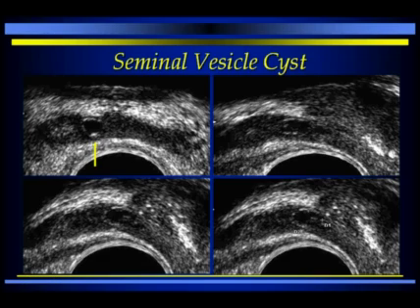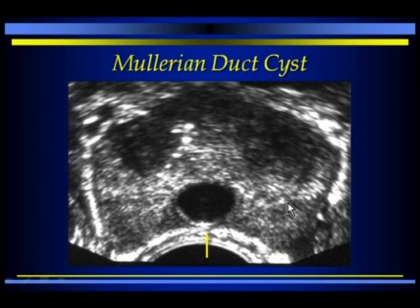The seminal vesicle happens to be a Mullerian structure, and so this will be associated with other types of Mullerian abnormalities. Talking about Mullerian structures, the Mullerian duct comes down into the middle of the prostate, at the base of the prostate, and cysts that are midline, cysts that are actually in the prostate or exophytic above the prostate, may be remnants of this embryologic Mullerian duct. They're called Mullerian duct cysts.